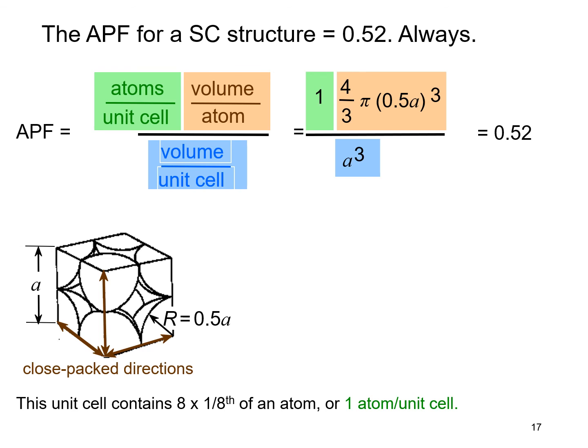What does this mean? Well, we've fully defined our structure and our model. I guess I see it in two ways. 52% of the volume of this unit cell is atom material, or you could say 48% of the volume of this unit cell is not atom material.